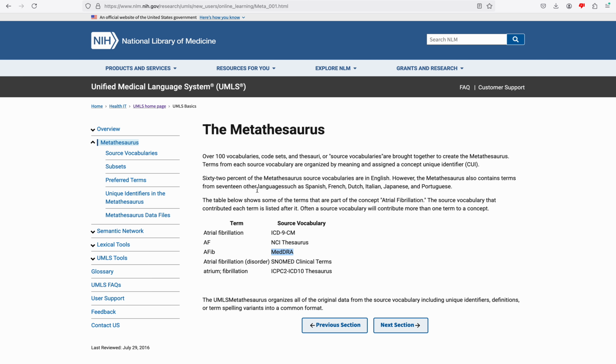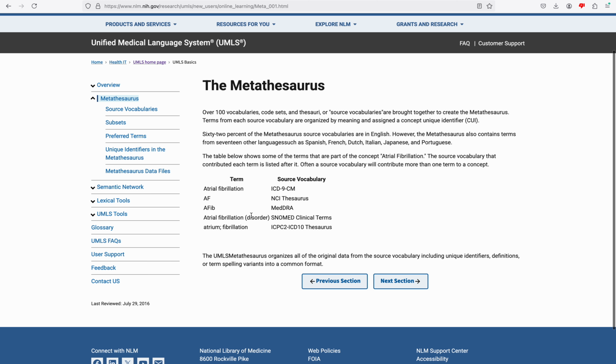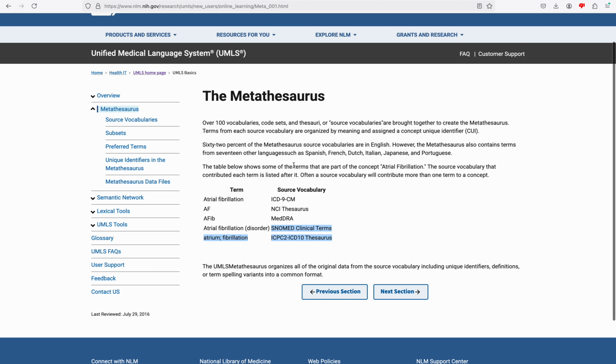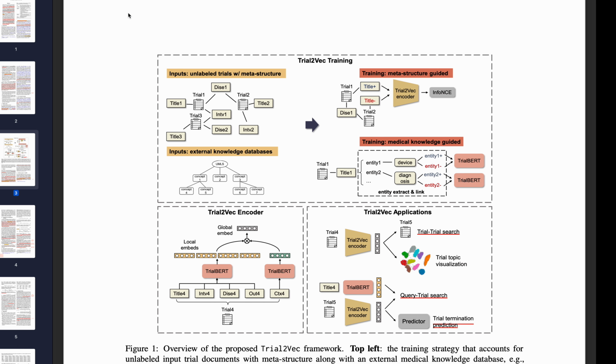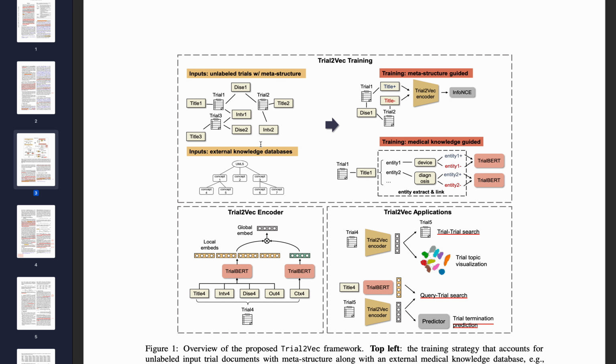An example of why this might be useful is seen here. In ICD-9, one event or one term can be represented as atrial fibrillation. The same term in NCI thesaurus can be represented as AF. The same term again can be represented in MedDRA as AFib, and in other dictionaries it might be represented with even more variations, which is why we need this dictionary of dictionaries to have some sort of unified medical language. All right, so these are the two input pieces.